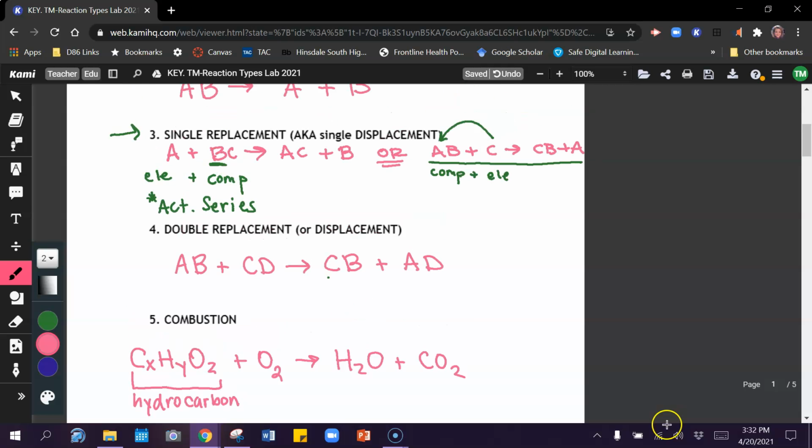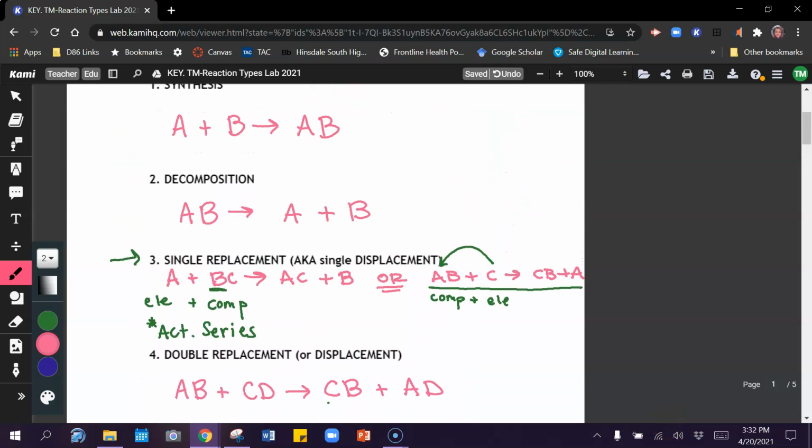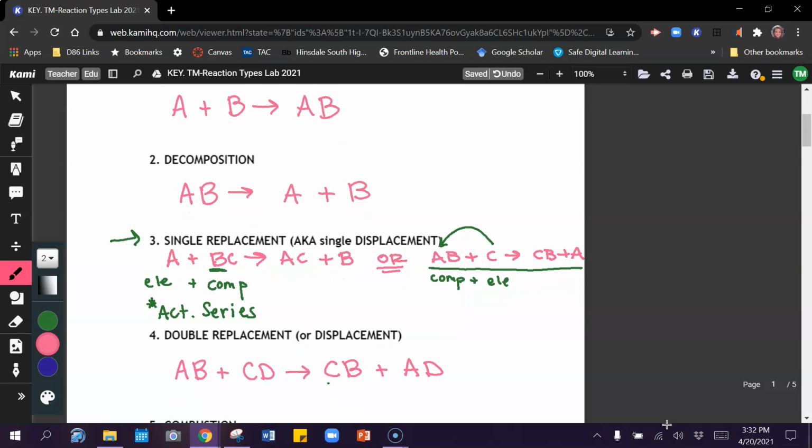If we scroll back up to our first page, we can see it's not synthesis, because synthesis is A plus B. It's not decomposition. But let's look at single replacement. We have hydrochloric acid, which is a compound, and we're adding magnesium to it. So we have an element and a compound, so that fits right here. And if we take a look, we wrote it HCl, AB plus C. So this is the general form of a single replacement reaction that we want to follow. This means that our products are CB plus A.